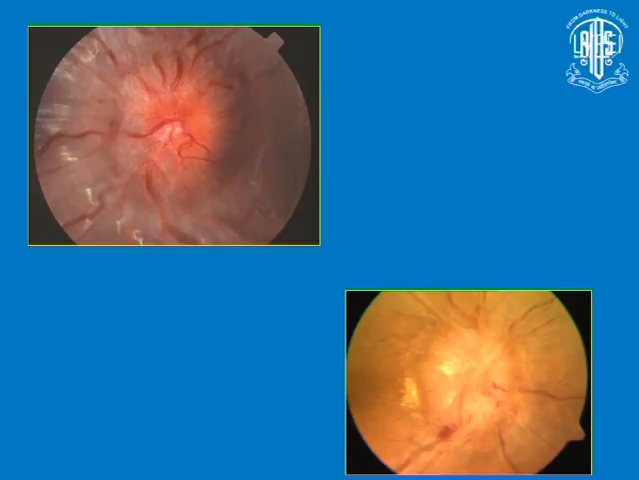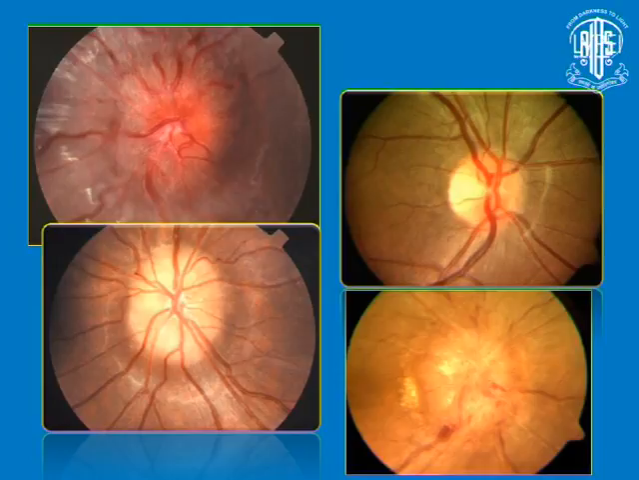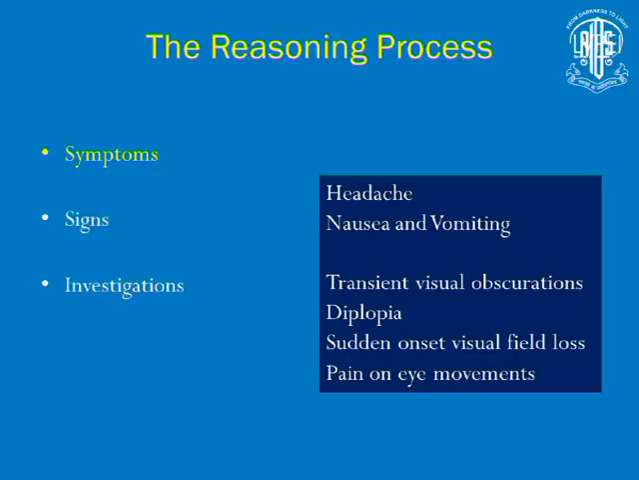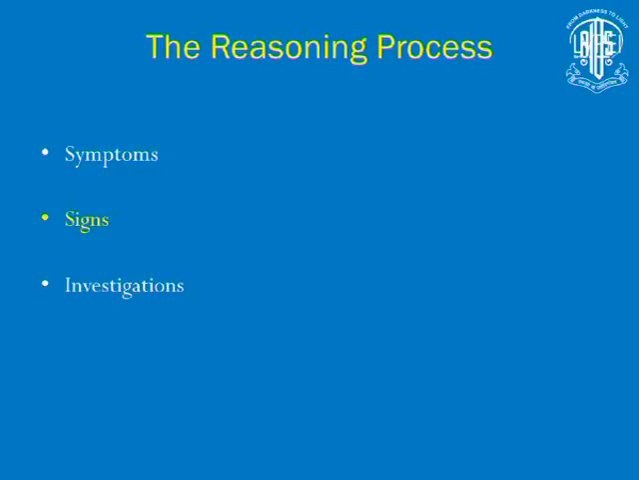But if I show you something like this, then we have to think, we have to put a reasoning process to say what is happening here. And the reasoning process consists of symptoms, signs and investigations. Patient may have symptoms suggestive of raised intracranial pressure or an inflammation in the nerve or an ischemic process in the nerve. But in this talk, we will concentrate more on signs. And when we say signs, it means optic disc examination, which plays a major part in signs for this distinction.